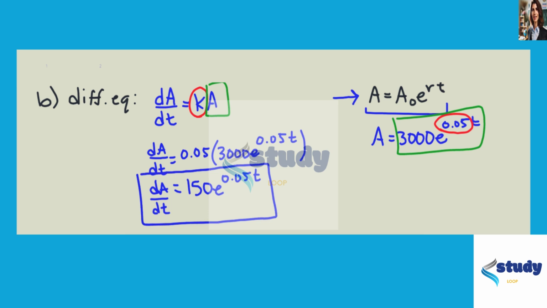And for the initial condition, that would be what's the amount when the time is 0. And we know the amount invested was $3,000. So at time 0, the amount is 3,000. That's the initial condition.